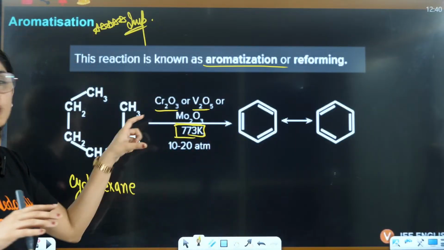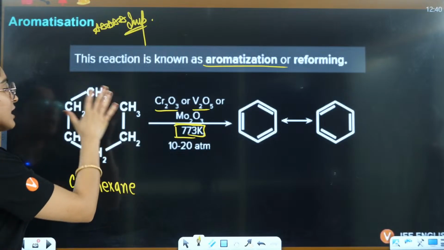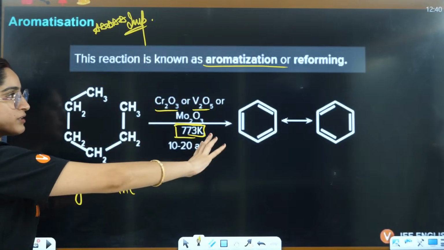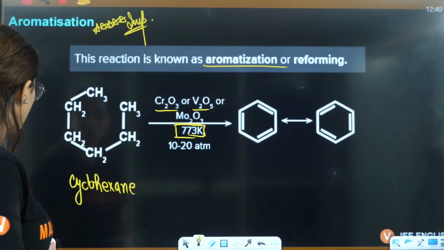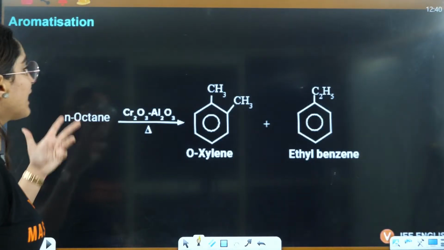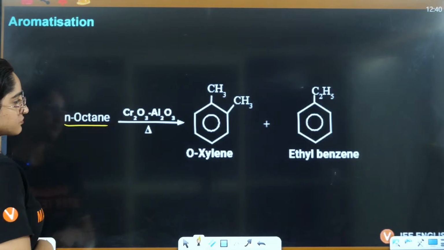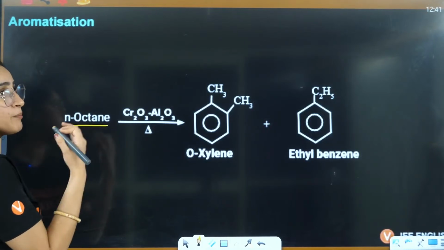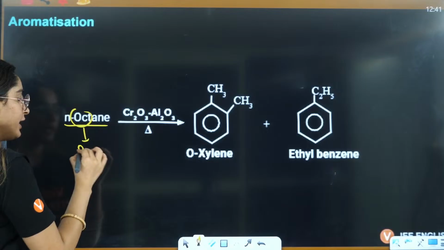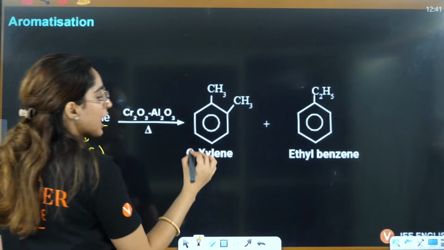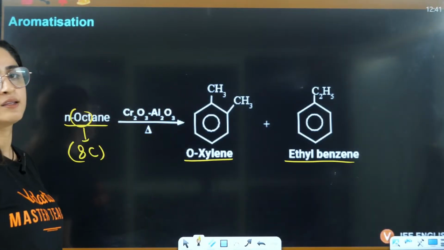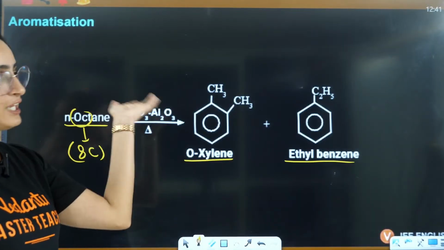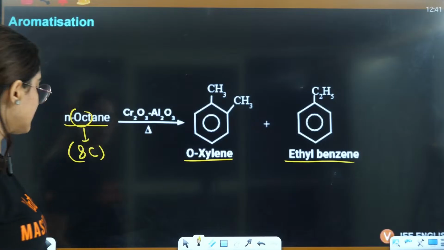And this particular reaction is very important, in that cyclohexane with any of these reagents directly forms benzene, directly an aromatic compound is formed here, right? Like in n-octane, if you have 8 carbons, directly you have the formation of orthoxylene or ethylbenzene. Any of these two can be formed here, right?